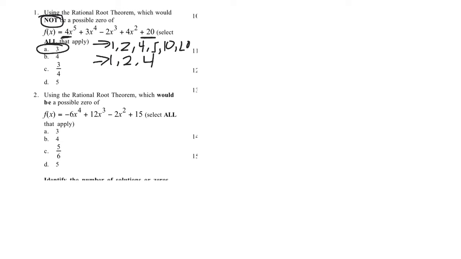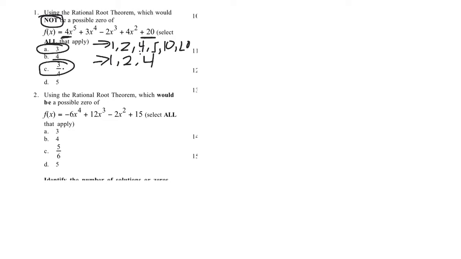Is 4 a possible factor? Yes, it's right here on my list. And is 3/4 a possible factor? That's not going to be, because 3 is not a factor of 20. And then 5 is also on my list, so 5 is a possible factor. So the ones that are not are A and C.